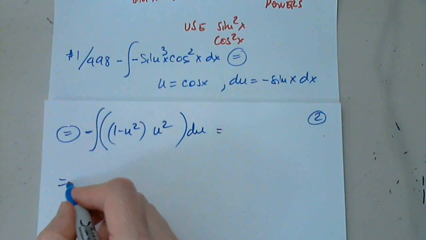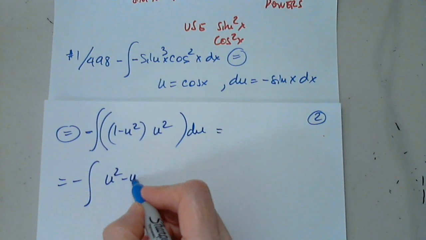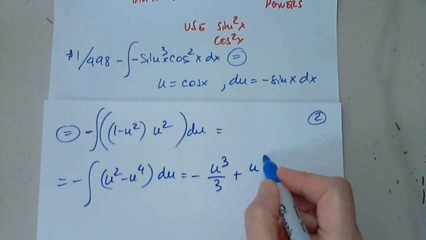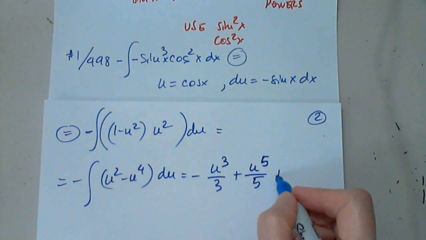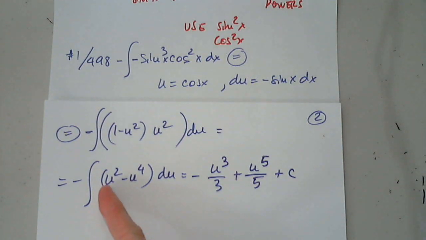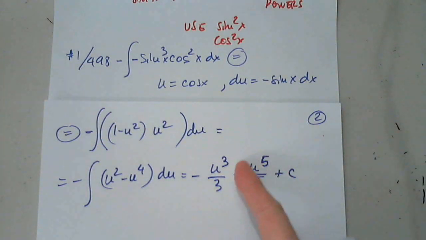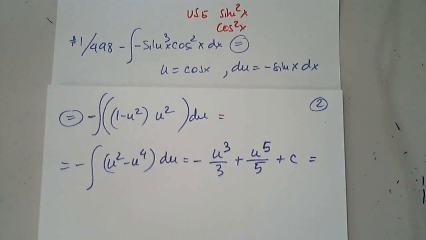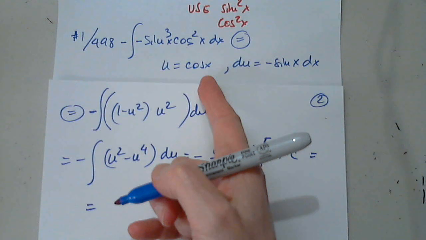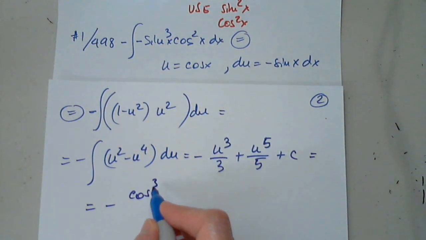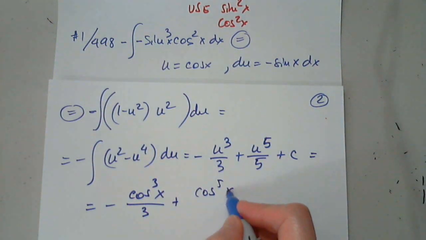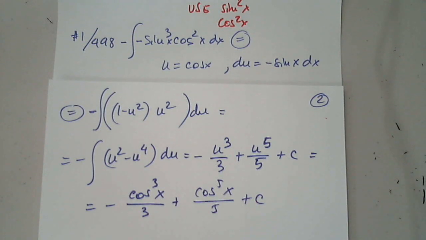I will distribute the negative in front, so we have the integral of u squared minus u to the 4th du, and we know the drill from here: u to the 3rd over 3 plus u to the 5th over 5 plus a constant c. The derivative of u to the 3rd over 3 is u squared, and the derivative of u to the 5th over 5 is u to the 4th, and of course I distributed a negative sign. Of course, as we always do, we replace u by the original notation. So this is negative cosine to the 3rd x over 3, because it's an indefinite integral, plus cosine to the 5th x divided by 5 plus a constant c.